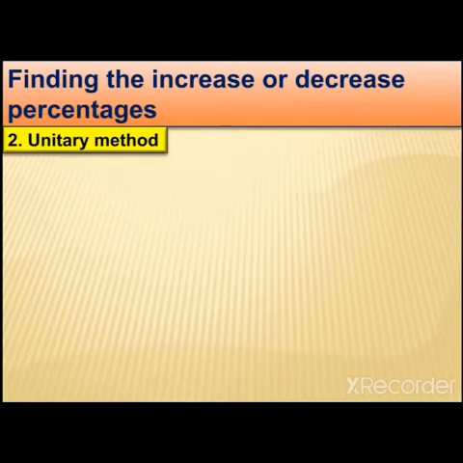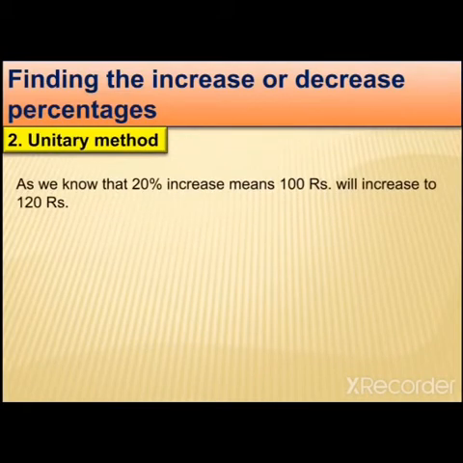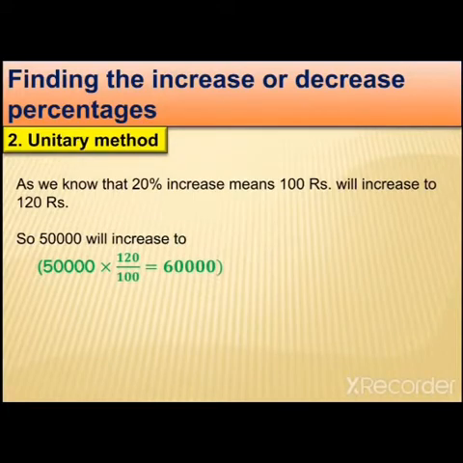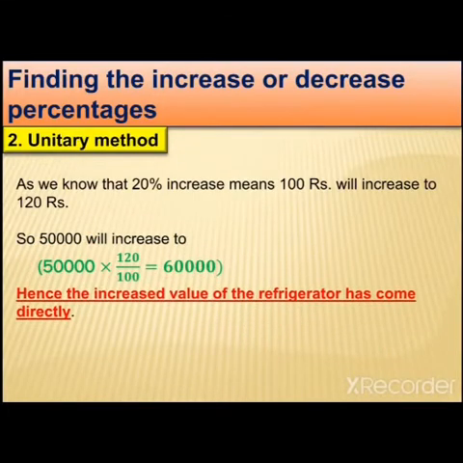Second, unitary method. As we know that 20% increase means 100 rupees will increase to 120 rupees. So 50,000 will increase to 50,000 multiply 120 by 100 equal to 60,000. Hence, the increased value of the refrigerator has come directly.